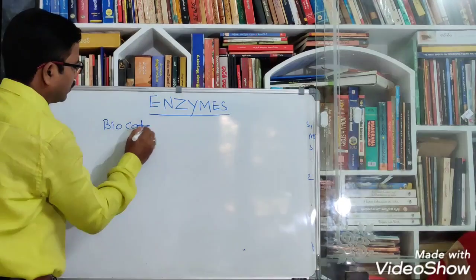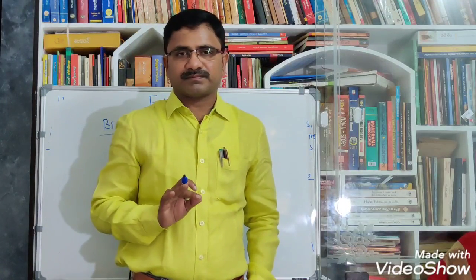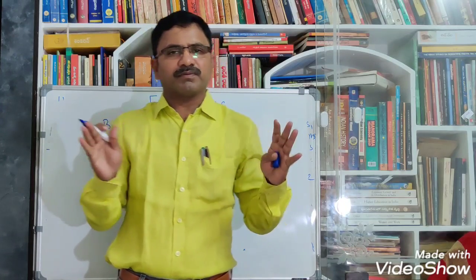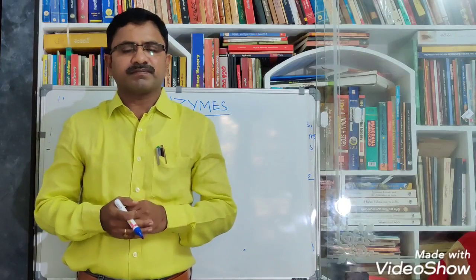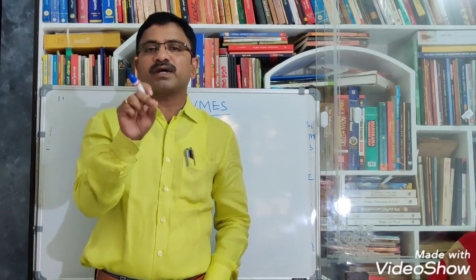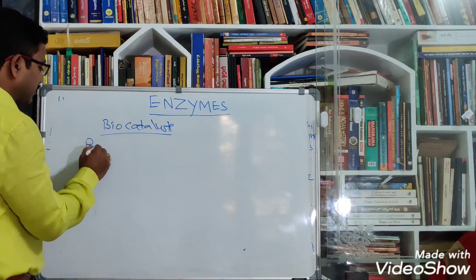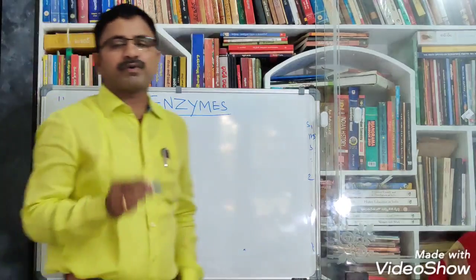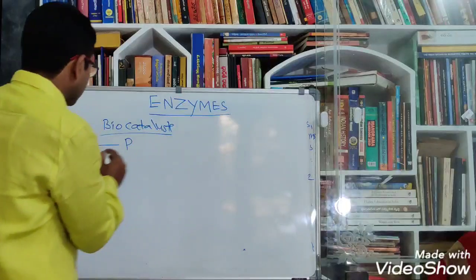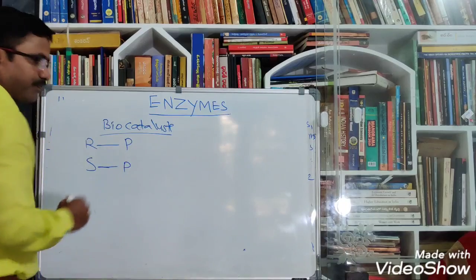Enzymes are biocatalysts. They catalyze the biochemical reactions. Metabolism. A living organism performs several kinds of metabolic activities. What is metabolism? The biochemical reactions that take place in a living cell together are known as metabolism. In a chemical reaction, a reactant converts into product, or you can say the chemical which converts into product is known as substrate. The substrate converts into product.